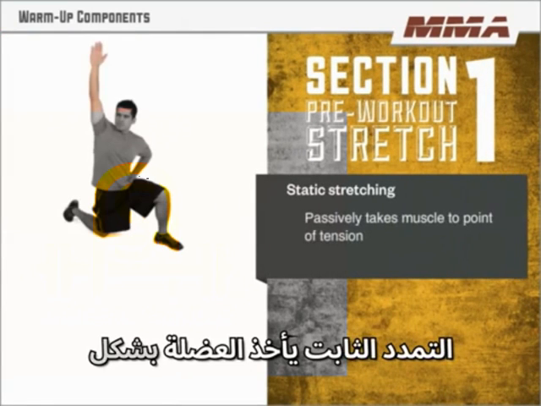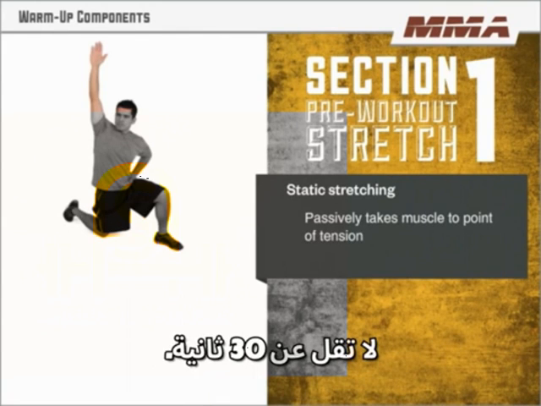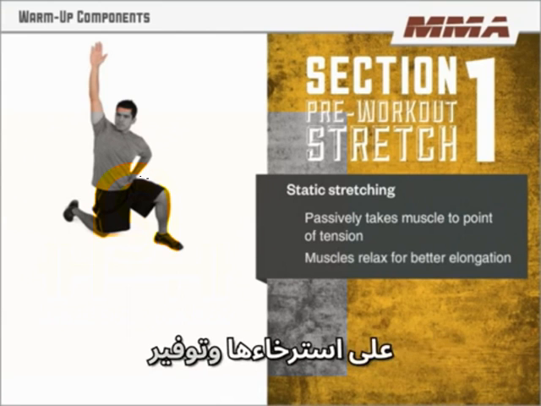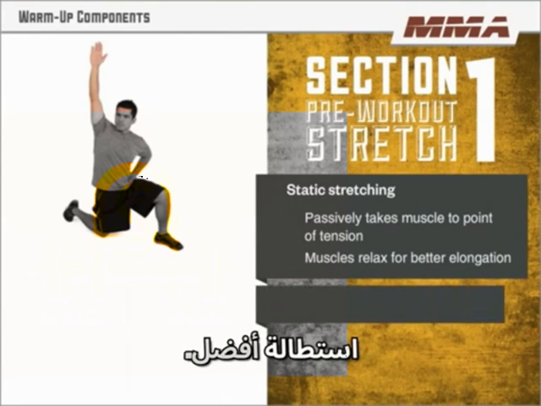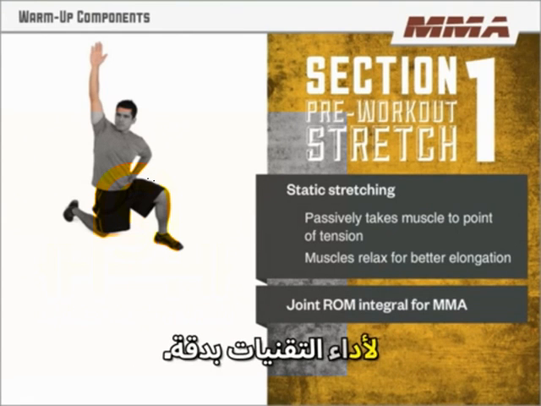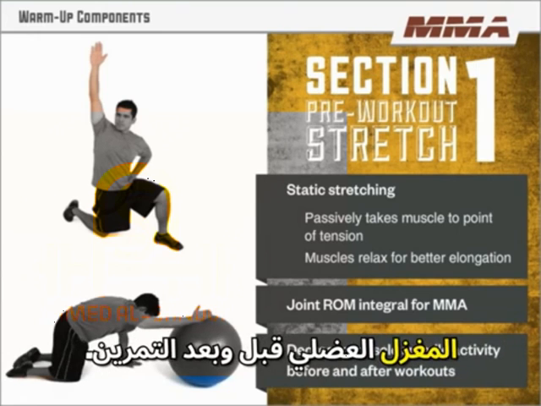Static stretching passively takes a muscle to the point of tension, holding the stretch for a minimum of 30 seconds. Holding the muscle in a stretched position allows it to relax and provides for better elongation. Joint range of motion is integral for mixed martial artists to perform techniques with precision. Use static stretching to decrease the muscle spindle activity before and after workouts.